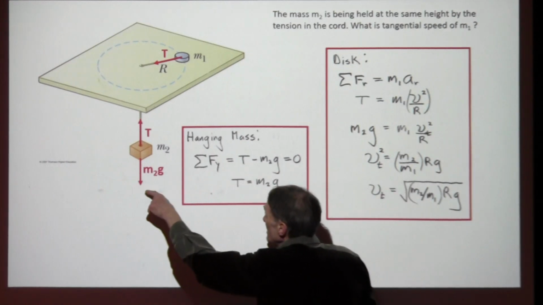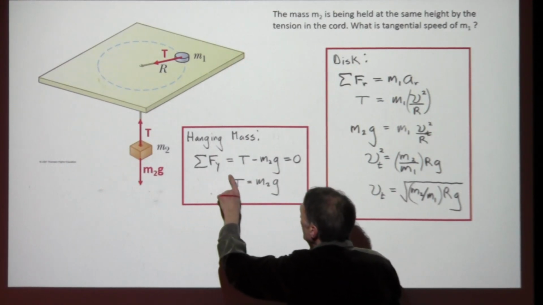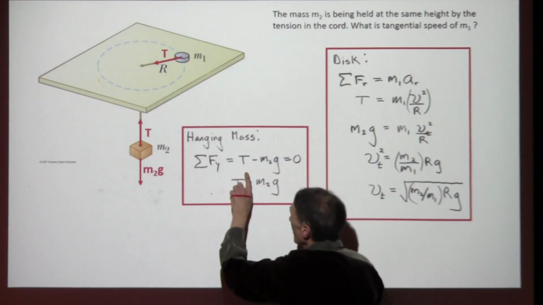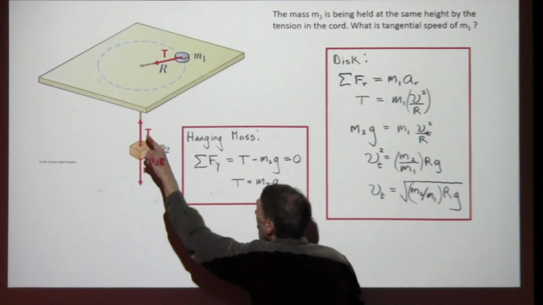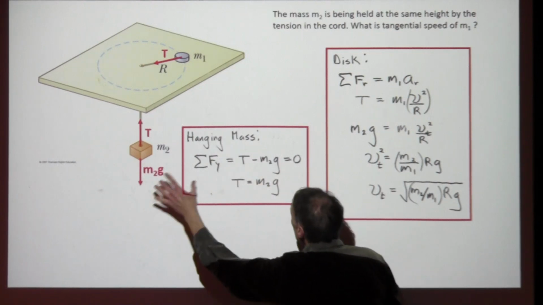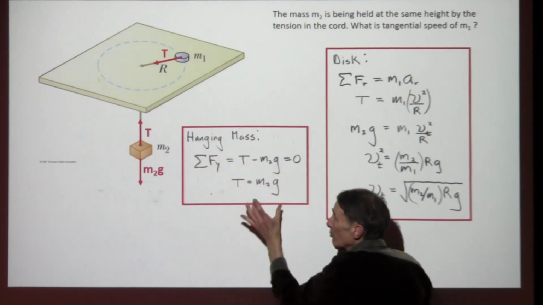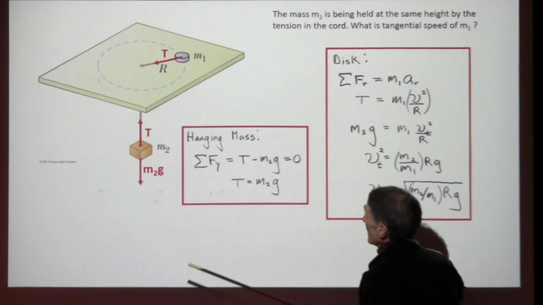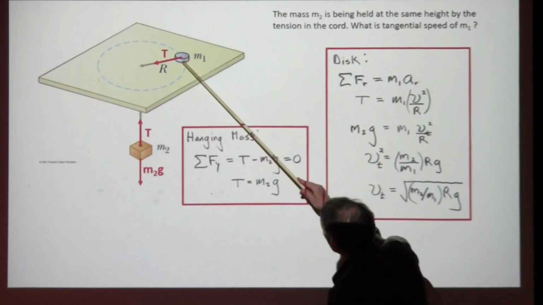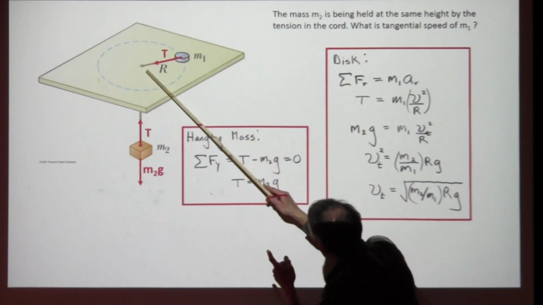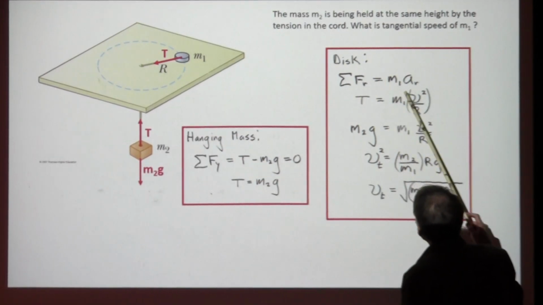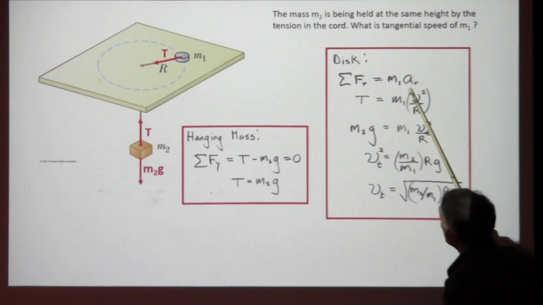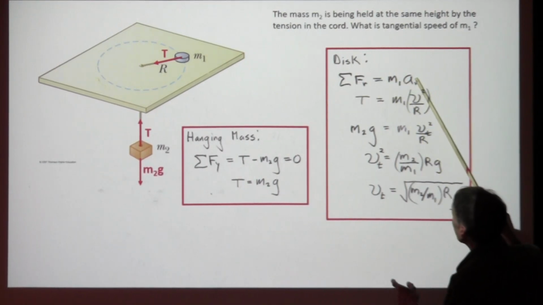The hanging mass, the sum of forces is going to be set equal to 0. It doesn't really matter whether you call up, down, or positive, but I've got up: T minus M2 g, and so this tension is just equal to the weight of this thing. That makes sense. But that tension is going to be applied to this thing, and it's pulling into the center of the circle here.